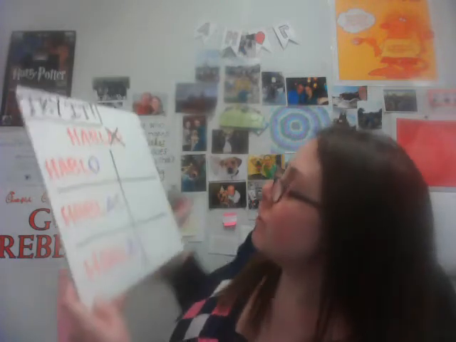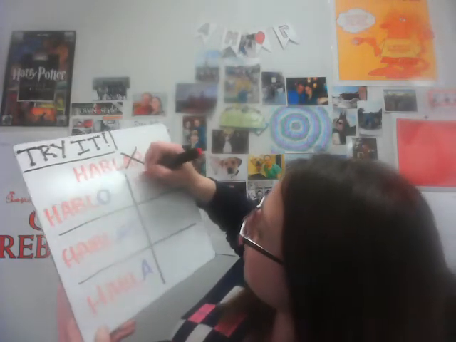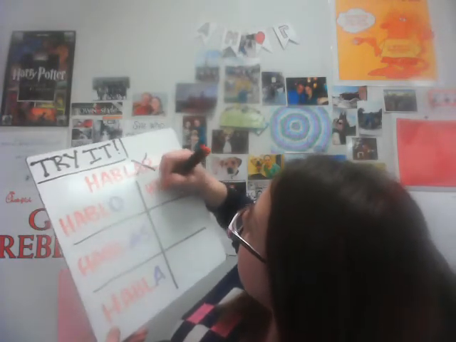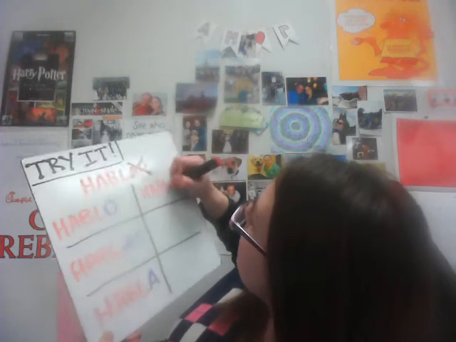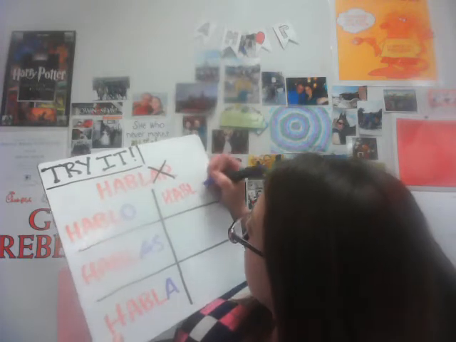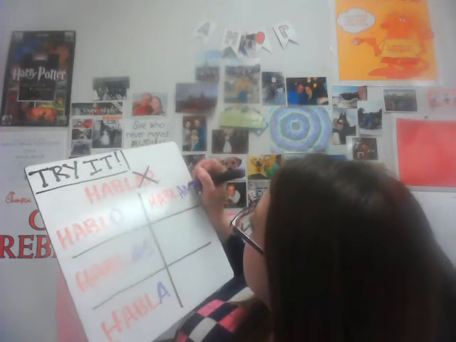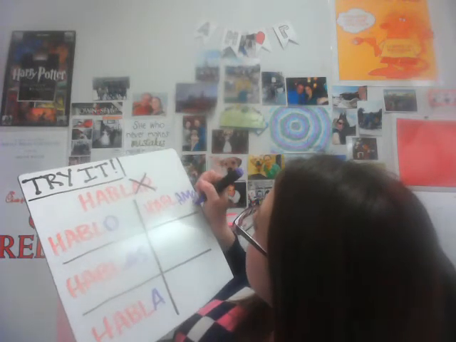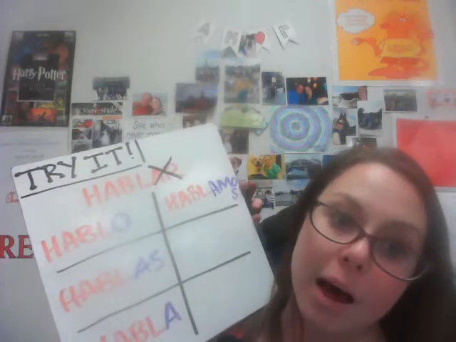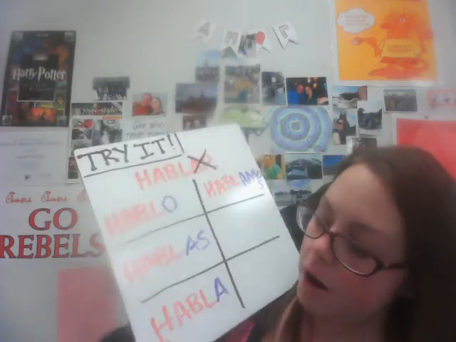For the nosotros, for the we form, I'm going to keep my root and my stem. I'm going to keep the H-A-B-L. And again, my new ending is amos, A-M-O-S. Sorry, I'm running out of space on my board there. Hablamos is we talk.